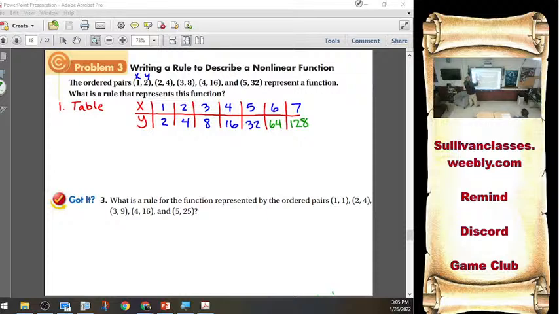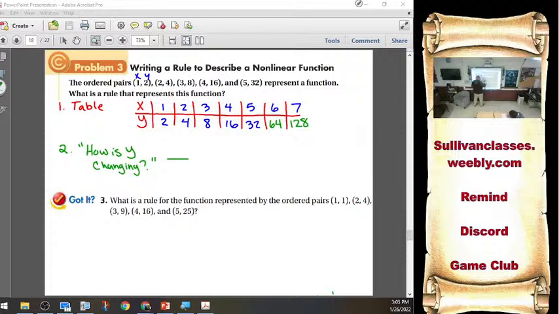So what is a rule that represents the function? Step 2 is, how is y changing? So you said that they're multiplying by 2. Do you know what it's called when you repeatedly multiply by the same number? 2 by 2 by 2 by 2 by 2 by 2 by 2. Exponents.